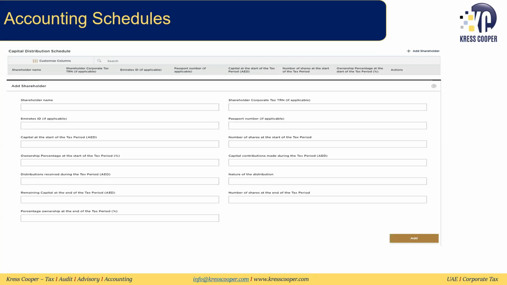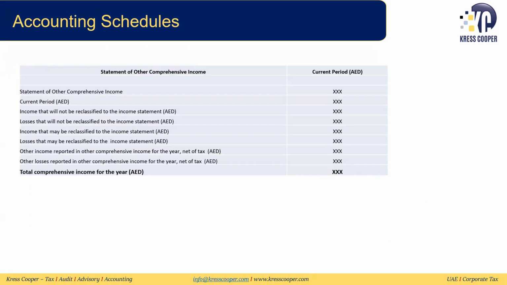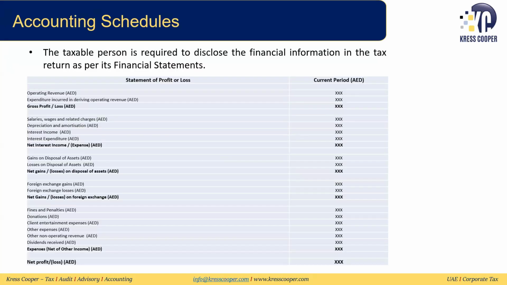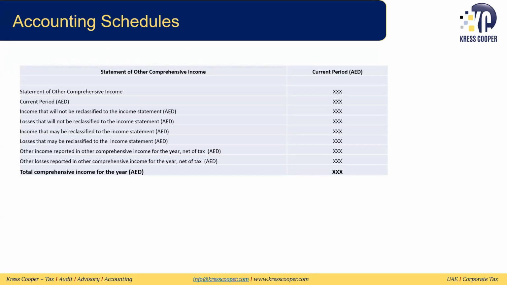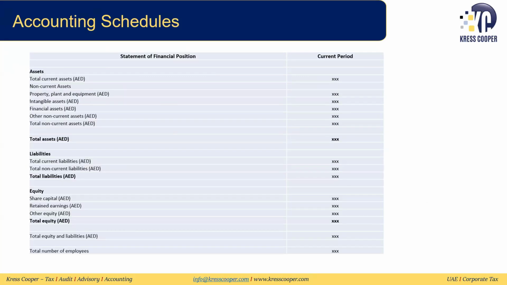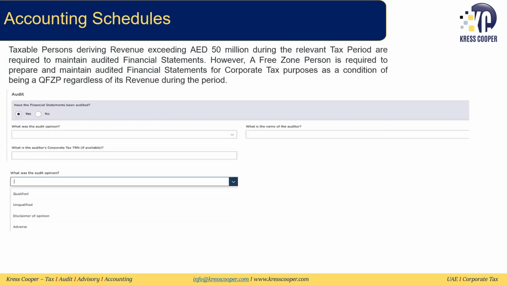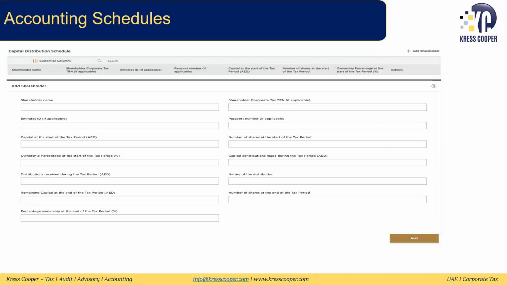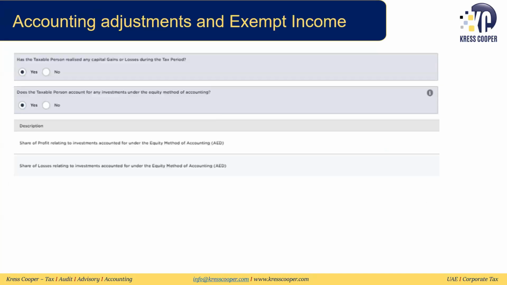We've seen that it asks for the profit and loss account. So if we go back, it has asked you for the statement of profit and loss. It has asked you for the statement of other comprehensive income. It's asked you for the balance sheet, and it has asked you the information about the audit and the capital distribution schedule. So all this will come from your financials.